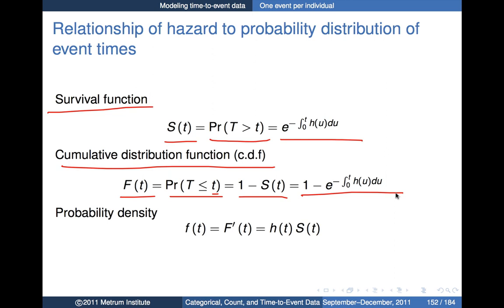And then finally, if we want to talk about a probability density, that's just the derivative of our CDF. And we've written that right here. If you take the derivative, it ends up working out to simply the product of our hazard times our survival function. Those then become the building blocks for when we're writing out the likelihood function when we're dealing with time to event data.